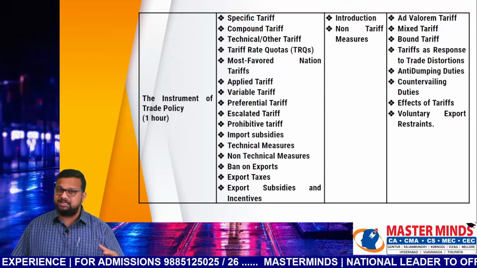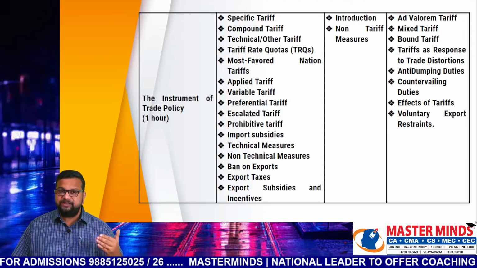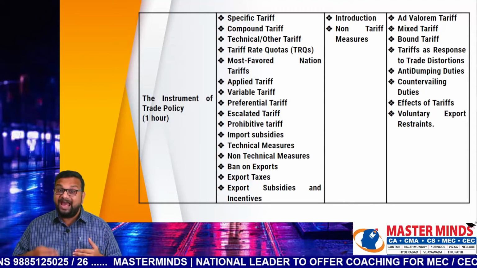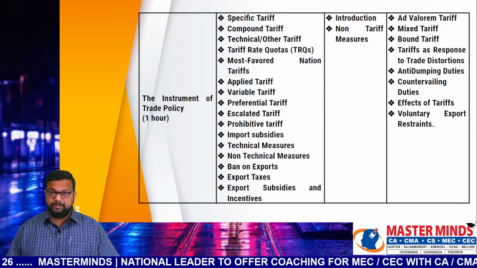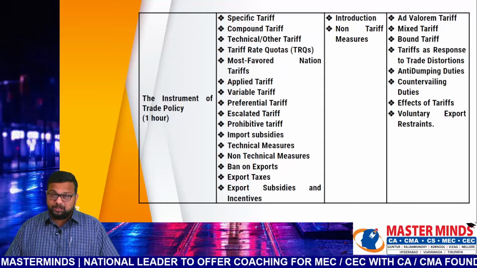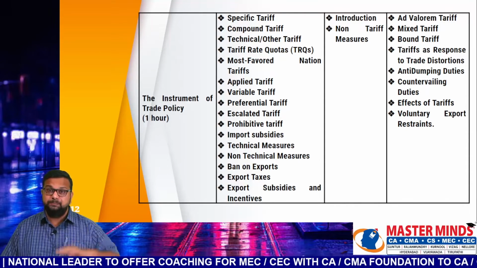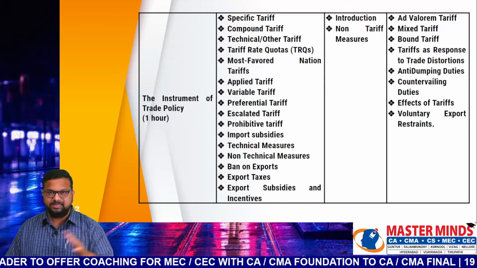So you can clearly see what the first priority topics are: specific tariff, compound tariff, technical and other tariffs, tariff rate quotas, most favored nation tariff, applied tariff, variable tariff, preferential tariff, escalated tariff, prohibitive tariff, import subsidies, technical measures, non-technical measures, ban on exports, export tax, export subsidies and incentive. All these were not asked in previous examinations.